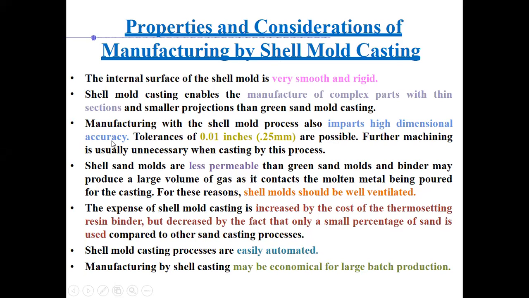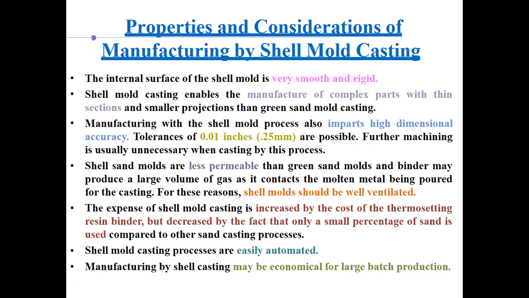Shell sand molds are less permeable than green sand molds. The binder may produce a large volume of gas as it contacts the molten metal being poured for the casting. For these reasons, the shell mold should be well ventilated. They are less permeable, and you have to maintain proper ventilation, just so that we can have sound casting.